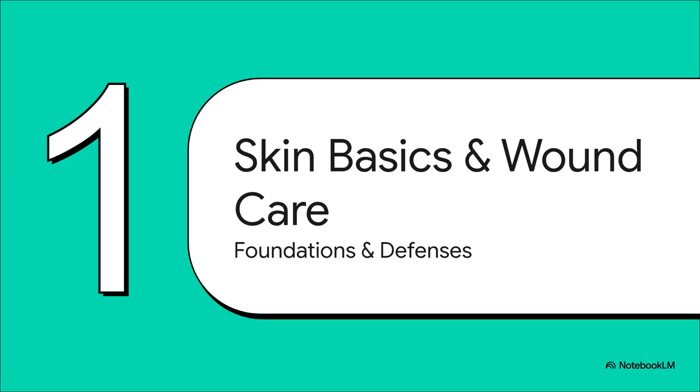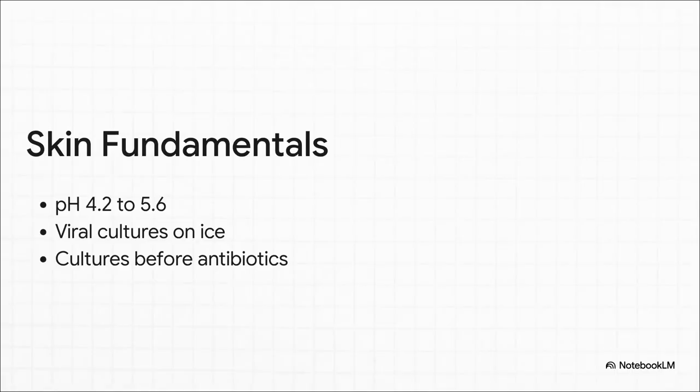Section 1. Skin Basics and Wound Care. Let's get right into it. So the integumentary system is literally your body's first line of defense. Remember these board favorites. Normal skin pH sits right between 4.2 and 5.6. That slightly acidic environment is absolutely crucial because it halts bacterial growth.